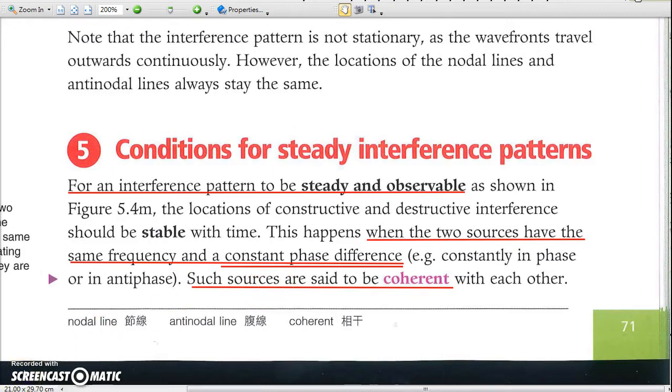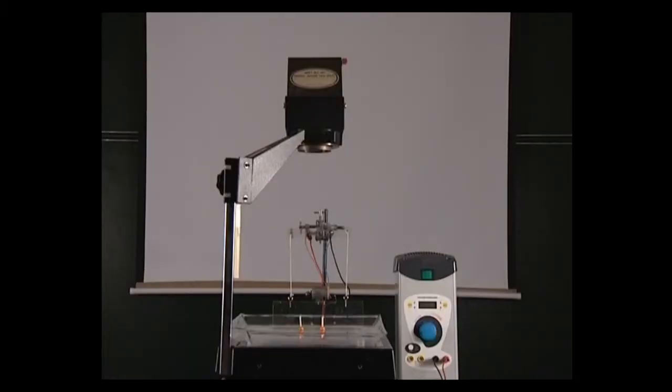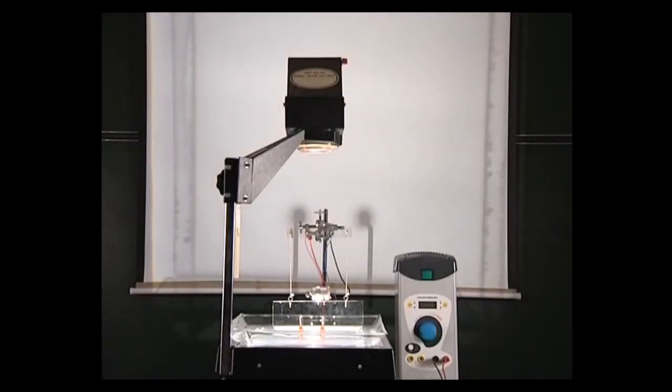So, for an observable interference, which is an interference pattern not changing too quickly, the two sources must be coherent, at least within a reasonable period of time. We will see how water waves are interfered in different situations by using a ripple tank. Fix the two dippers about 5 centimeters apart on the bar of the vibrator. Observe the wave pattern.